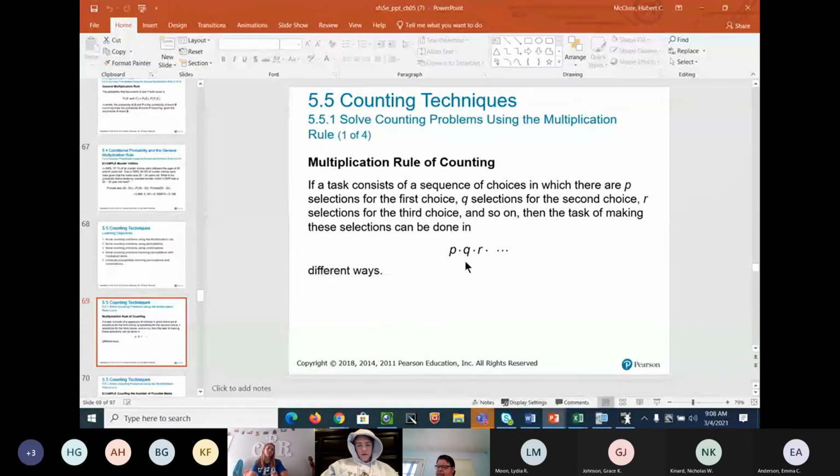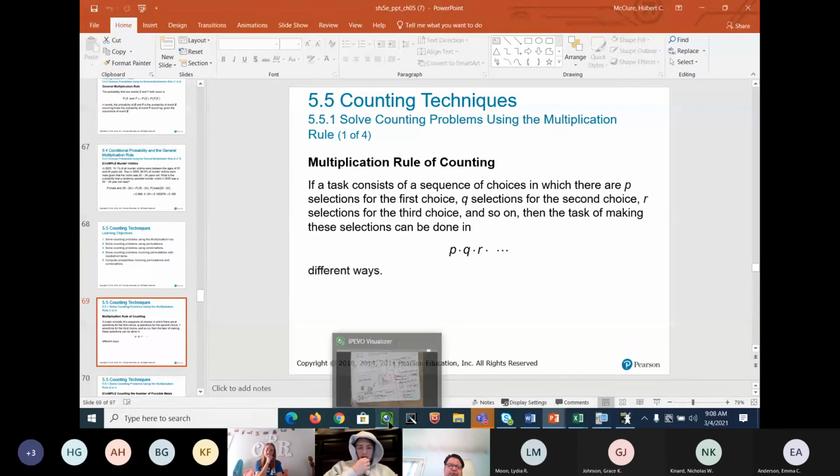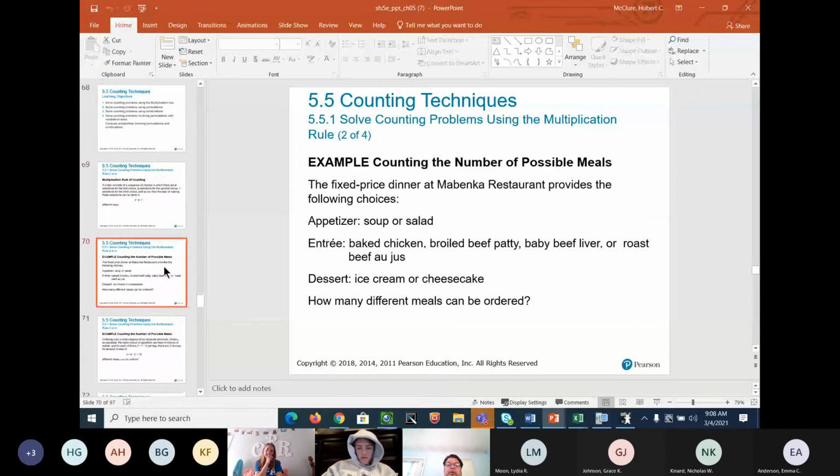You have 4 things to choose from, you have 3 things to choose from, and you have 2 desserts to choose from. Then you would multiply 4 times 3 times 2. And that's what they're fixing to show you right here. Yeah, here it is. Write this one down because this is an example of just counting with multiplication.